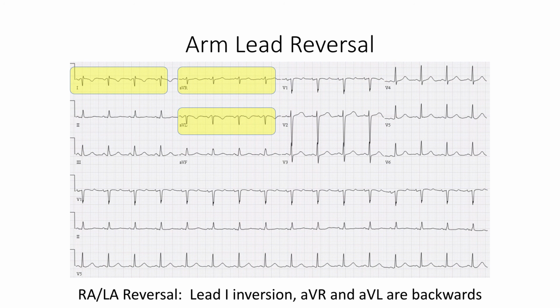And this is the same for lead AVL, which, as you know, points at the left shoulder. Also, take a look at lead AVR that's pointing towards the right shoulder. The P wave is positive and the T wave is positive, and we definitely wouldn't expect that in the normal AVR lead. So this is actually a common example of arm lead reversal, where this patient actually had ECG leads accidentally placed incorrectly on the LA and RA, and vice versa.